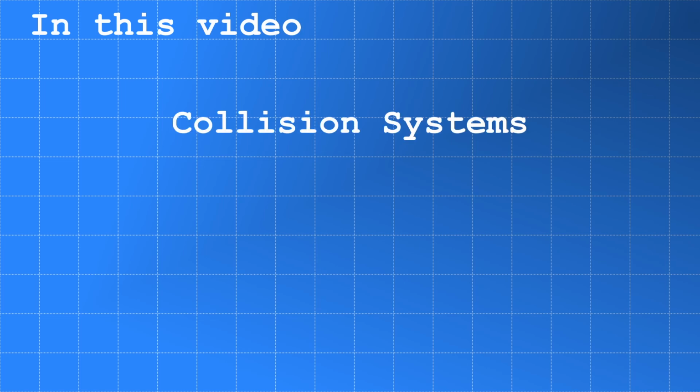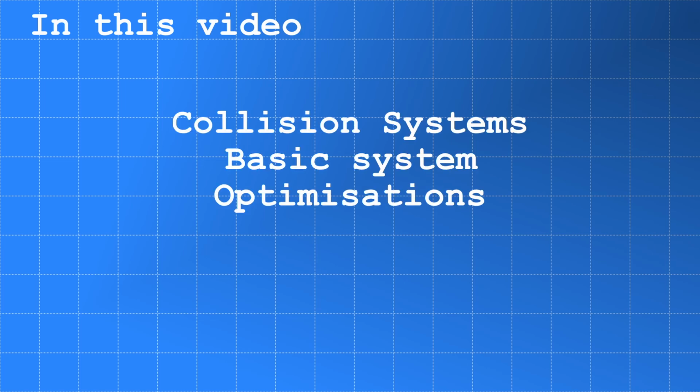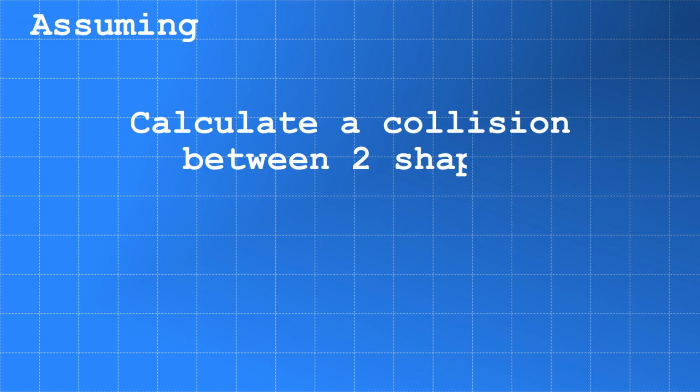In this video I'm going to explain collision systems, how to set a basic one up, and optimizations to improve performance, including Quadtrees. This video assumes you already know how to calculate a collision between two shapes, which is a topic I discussed in a previous video on separating axis theorem. I'll make sure to leave a link in the video description for those who want to learn more about that.